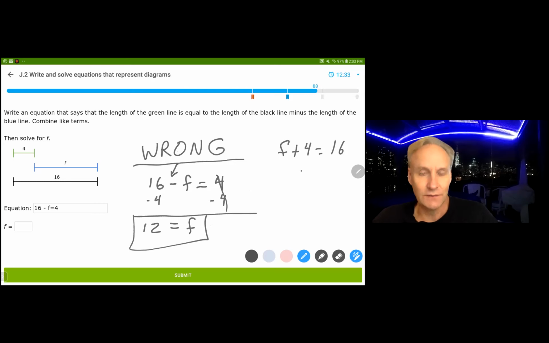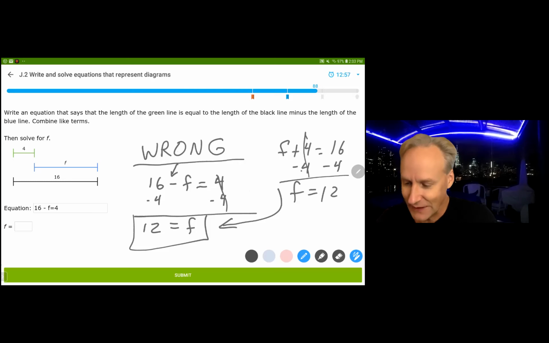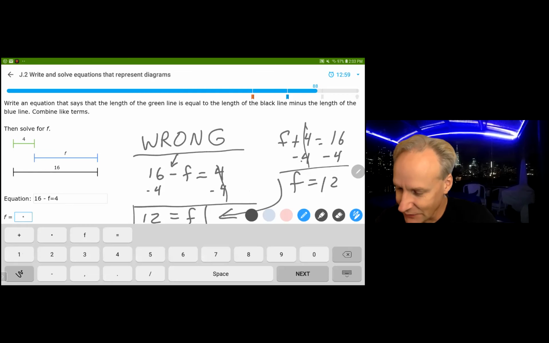This convinces students of a whole bunch of things. First of all, it convinces them that algebra makes no sense at all, and that somehow or other they got the right answer and they did a whole bunch of weird stuff. Don't fall for this. Please be careful. Make sure that when you solve equations, subtract 4 from both sides, you get f equals 12 for the right reason. Okay, guys? Just wanted to mention that one. I've actually seen this happen a lot.